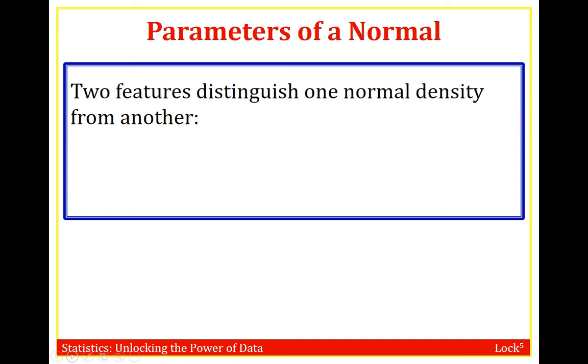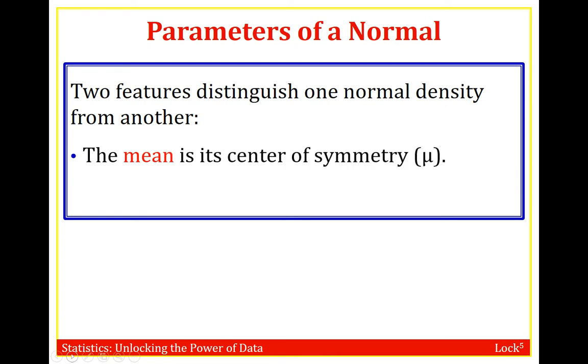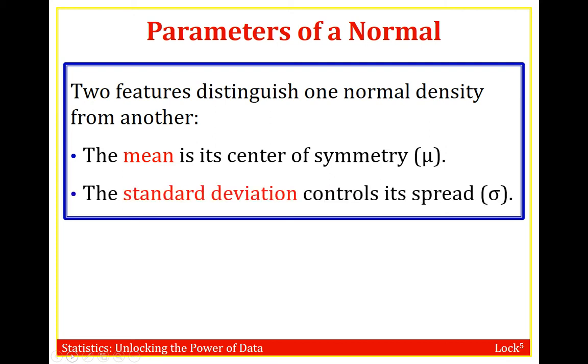There are two features that distinguish one normal density curve from another. We have to be able to look at two curves and say, okay, the data from this one means something different from the data from another. Well, one thing is the mean, or the center, mu. Where is the center of that curve? Because a curve, although symmetric, can be shifted left and shifted right, and the mean is what does that shifting. The second thing is the standard deviation, which controls the spread, how wide that spread is.